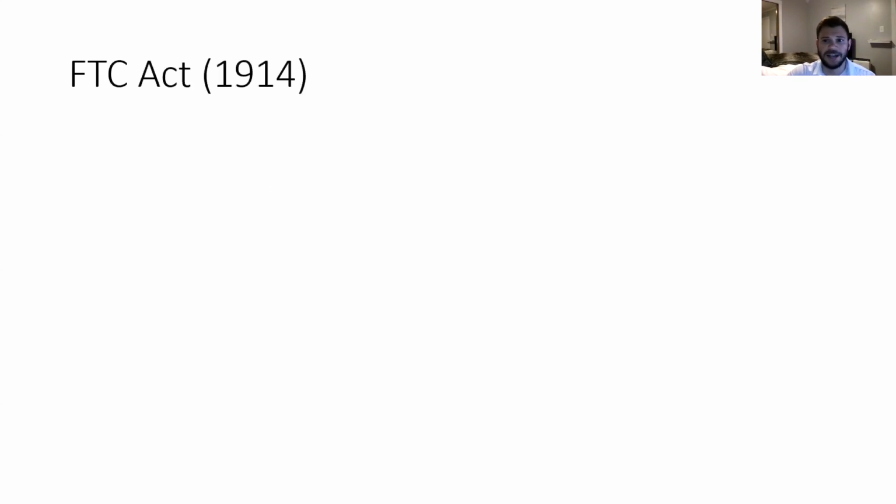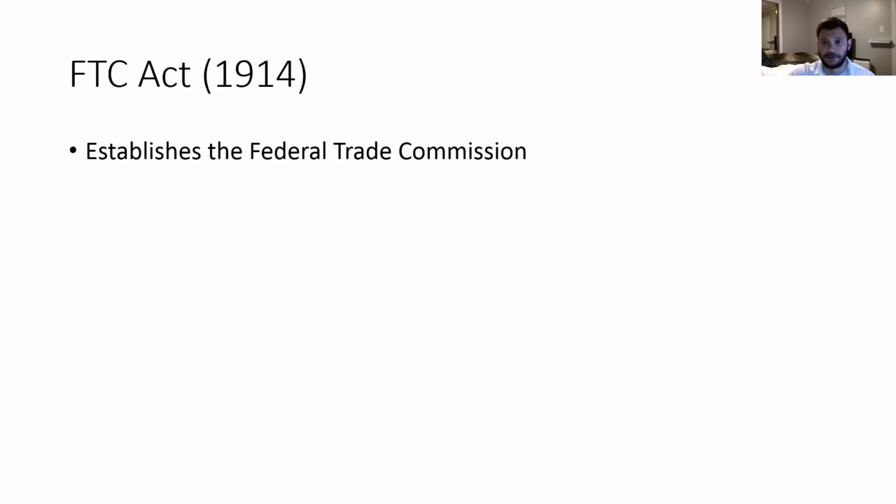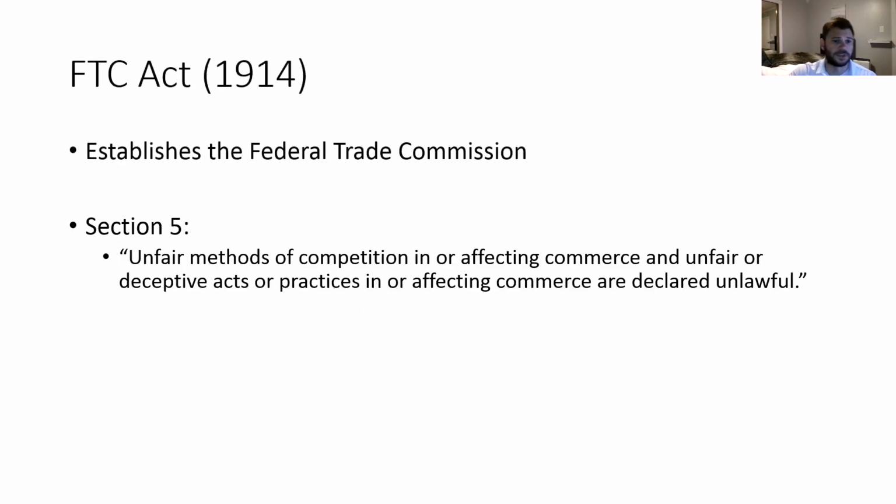The FTC Act of 1914 established the Federal Trade Commission, and Section 5 is important here. It targets specifically unfair methods of competition in or affecting commerce, and unfair or deceptive acts or practices in or affecting commerce are declared unlawful.